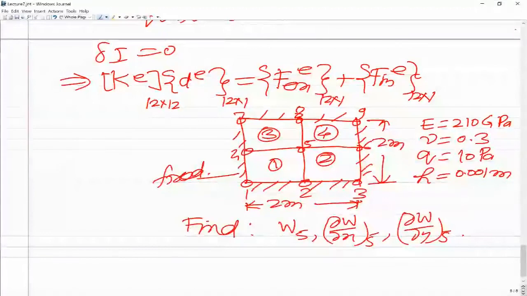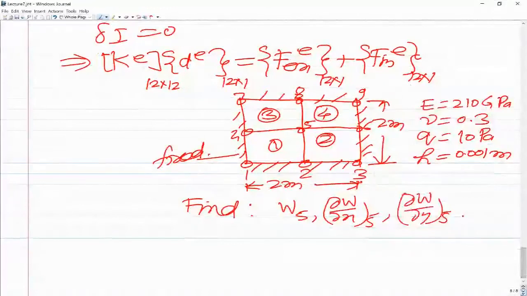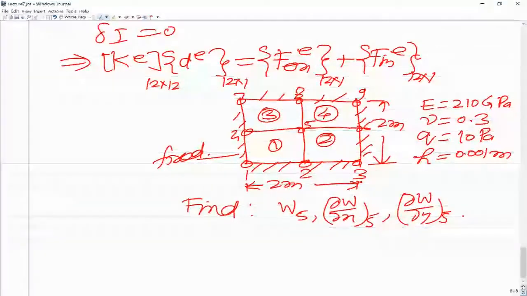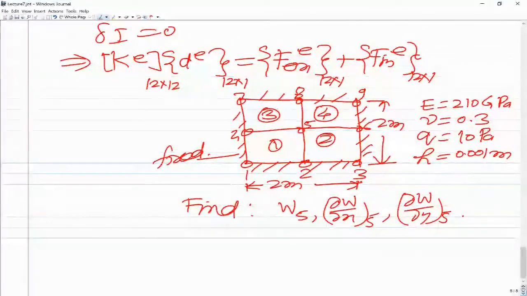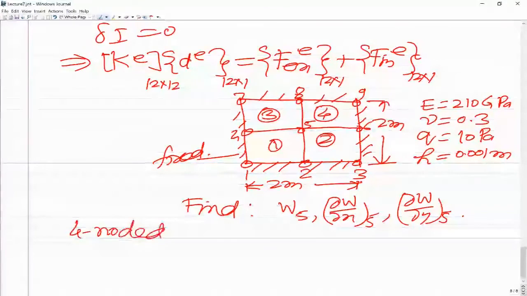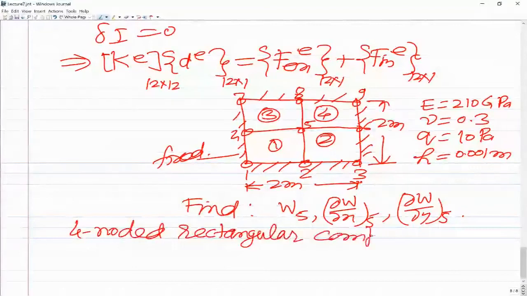So what we discussed so far is an incompatible element. So can we have a compatible element? Is there any question? Okay. So now let me talk about a compatible element, a rectangular, four-noded compatible element.